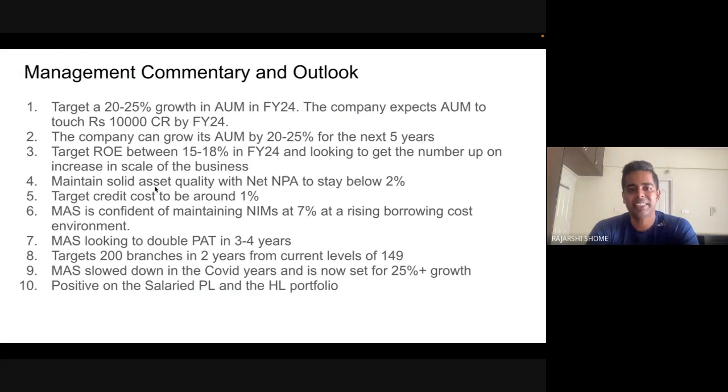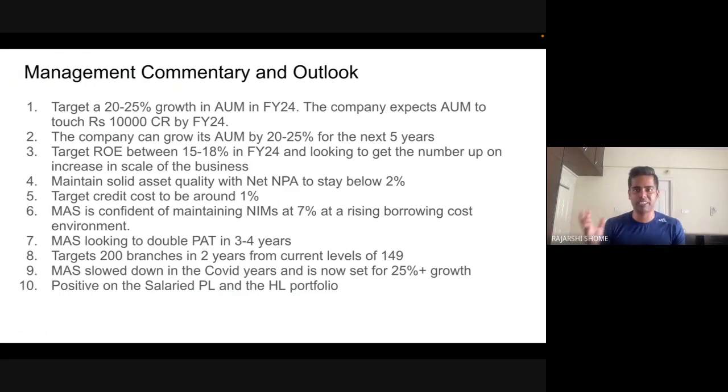But having said that, they have always maintained solid asset quality with net NPA below 1%. And see, this is the difference again. Since MAS's ROE is lower than Arman's, MAS is more defensive than Arman. That's why MAS can target a credit cost of around 1%. But Arman, which is way more aggressive, also knows it will make a bit more mistakes than MAS.